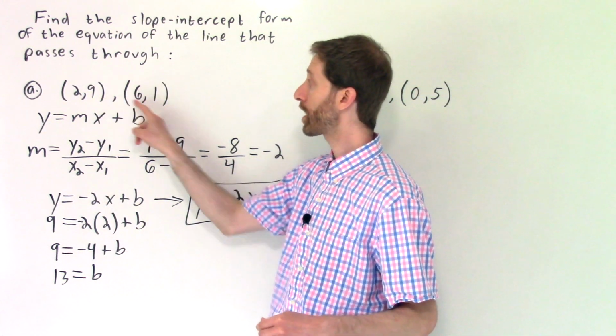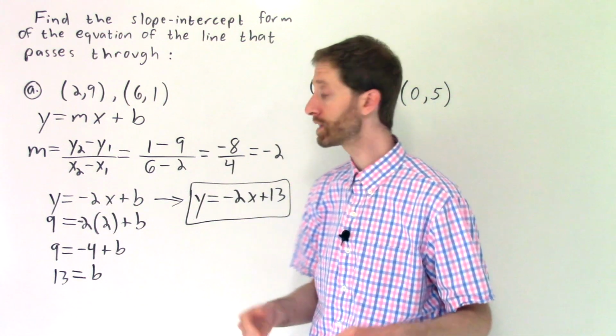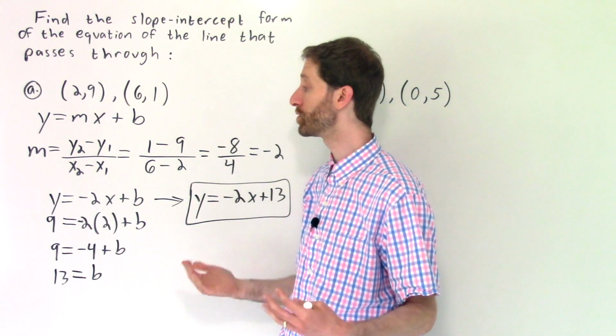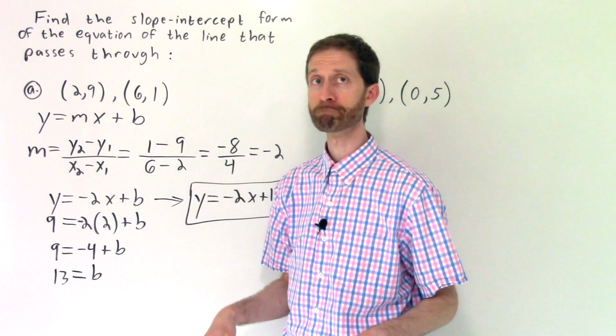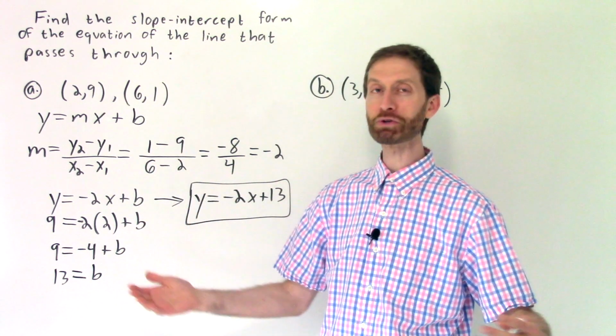I'd encourage you to try both (6, 1) and (2, 9) to see that you'll get 13 no matter which way you do it. In that way, you'll show yourself that both points are on the line. All right, so that's it. That's how to do one of those problems.